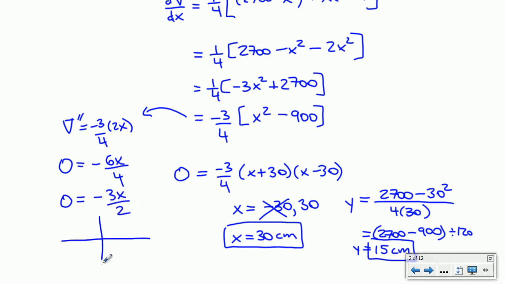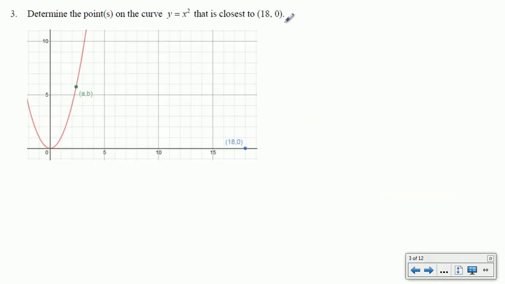Now this is a linear function that passes through 0. So the second derivative is going to be negative for all positive values of x. And because the second derivative is negative for all positive values of x, that means it's curved down, which means this critical point is guaranteed to be a maximum. So on to the next question.